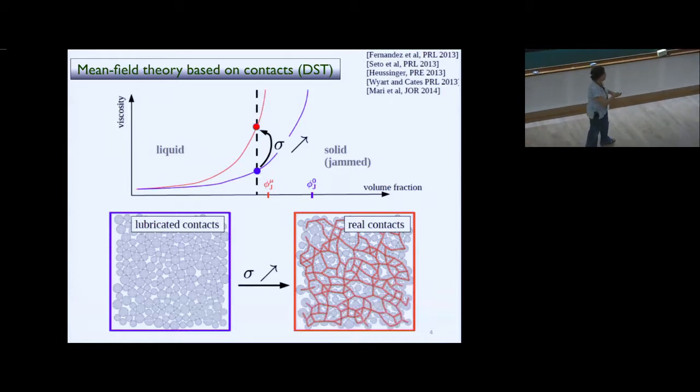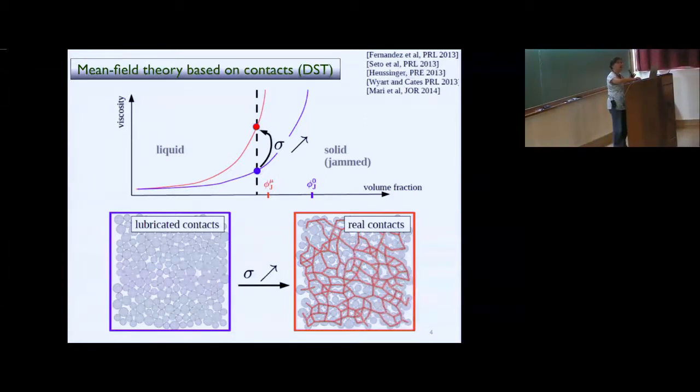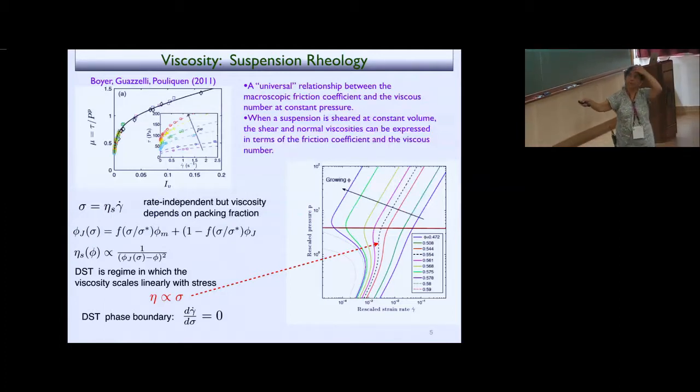And if you just put that in, you do get a very successful mean field theory that reproduces all of the stress strain curves that are observed experimentally. So I'm just going to ignore that, or if you know about it, you know, otherwise forget it. But this is what the mean field theory of Wyart and Cates is based on: the stress in a rate independent rheology is this, but this viscosity depends on the packing fraction, which I showed you. And the viscosity depends on what friction coefficient I have.